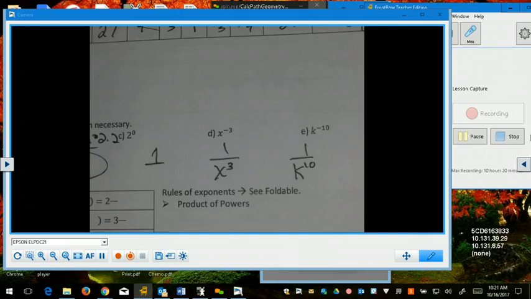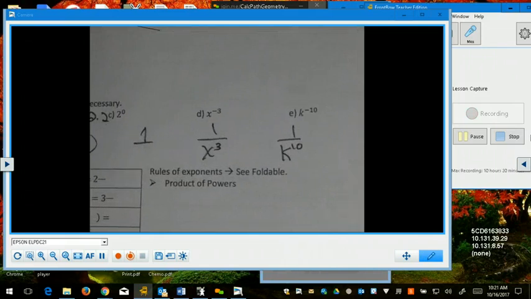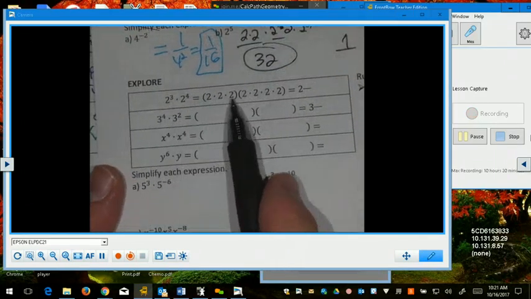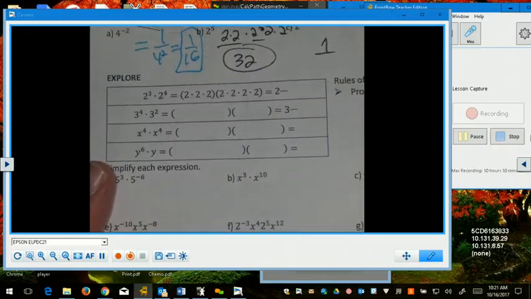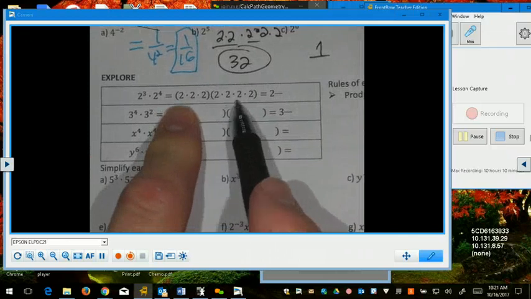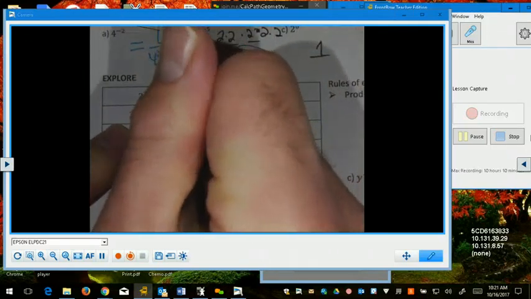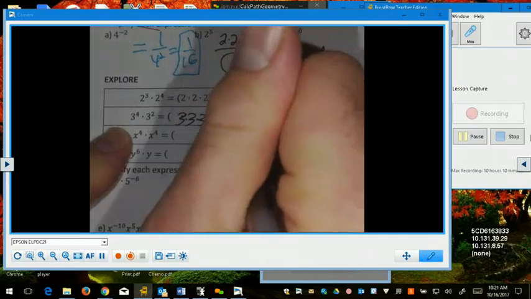All right, so you should be getting these answers. Any questions on those three? All right, let's take a look at our next exploration then. Here we know 2 cubed is really 2 times 2 times 2, and 2 to the 4th is 2 times 2 times 2 times 2. Well, how many factors of 2 do I have now? 7. 3 to the 4th is 3 by 3 by 3 by 3, and 3 squared is 3 by 3.